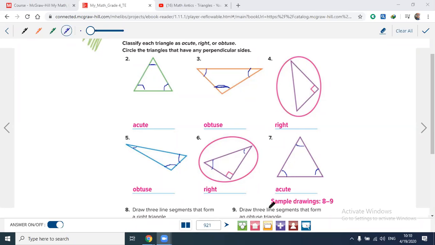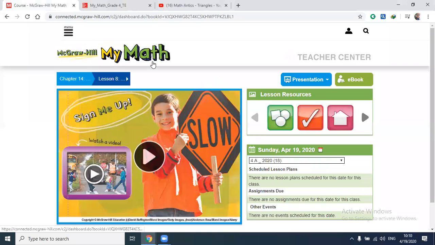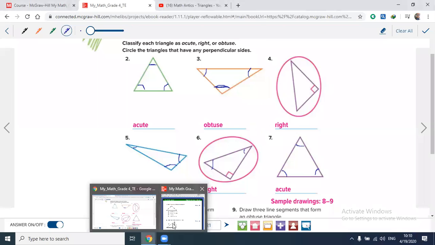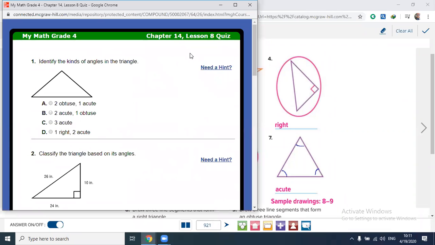Now we're going for this practice. Okay, guys, I have this short quiz about the lesson. It's coming in your SBS homework. Number one, identify the kind of angles in triangles. Here, in this triangle: two obtuse and one acute, two acute and one obtuse, three acute, or one right and two acute. What's the answer of this one?